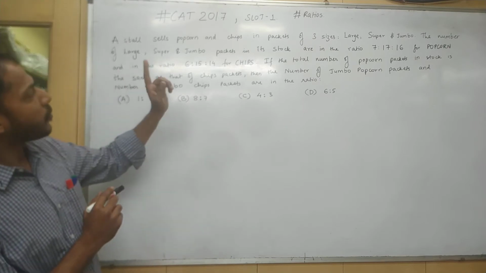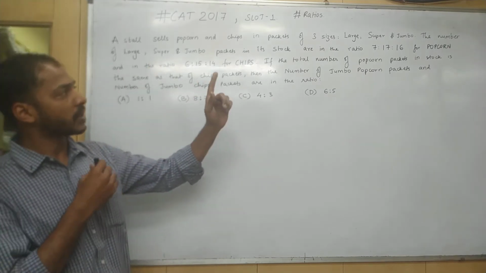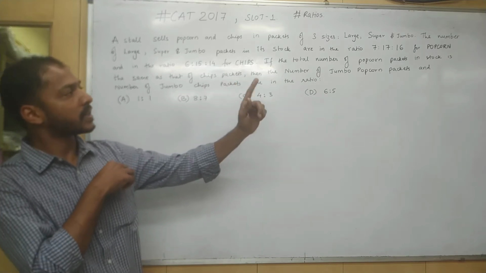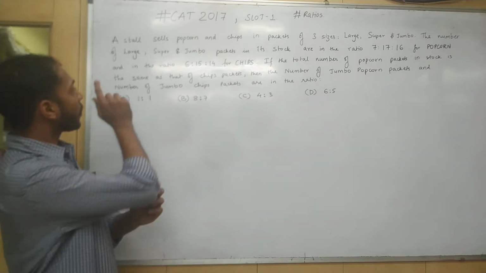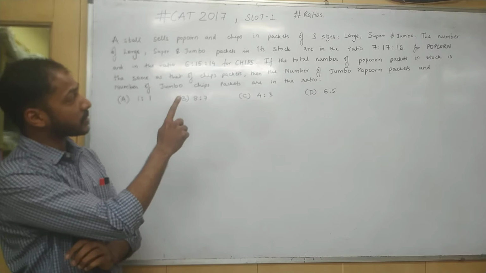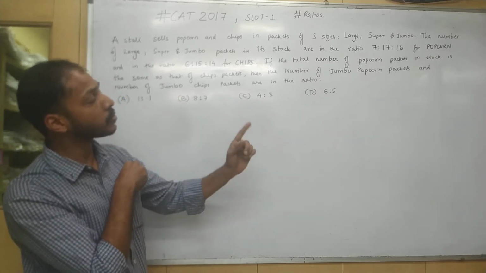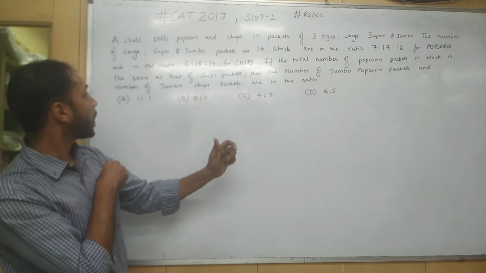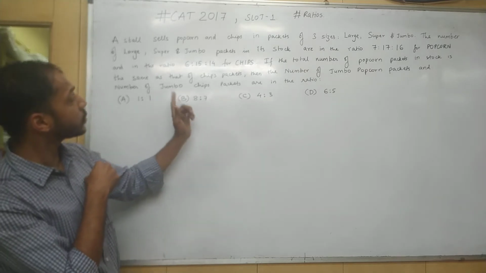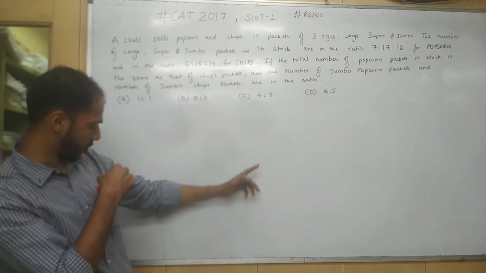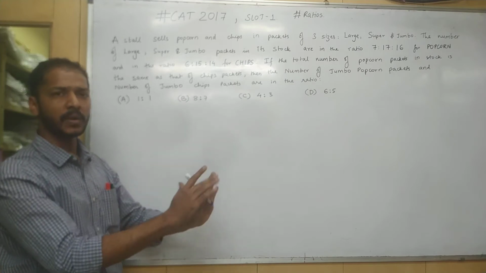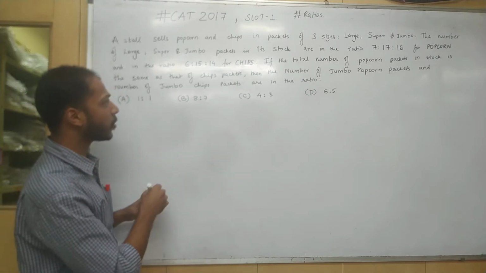A stall sells popcorn and chips in packets of three sizes: large, super, and jumbo. The number of large, super, and jumbo packets in its stock are in the ratio 7:17:16 for popcorn, and in the ratio 6:15:14 for chips. So here we've first been given two ratios. So let's take them down.